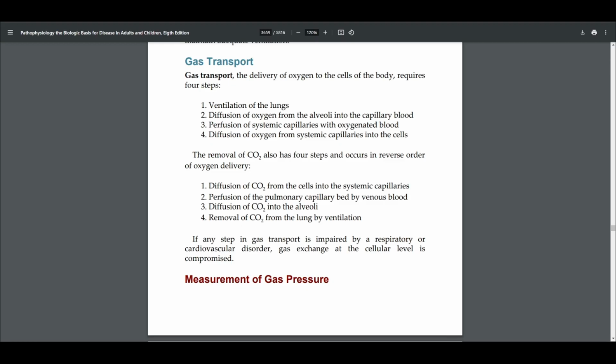The removal of CO2 also has 4 steps and is the reverse order of oxygen: the diffusion of CO2 from the cells into the systemic capillaries, perfusion of the pulmonary capillary bed by venous blood, your diffusion of CO2 into the alveoli, and the removal of CO2 from the lung via expiration. If any of these gas transport steps is impaired by a respiratory or cardiovascular disorder, gas exchange at the cellular level is compromised.